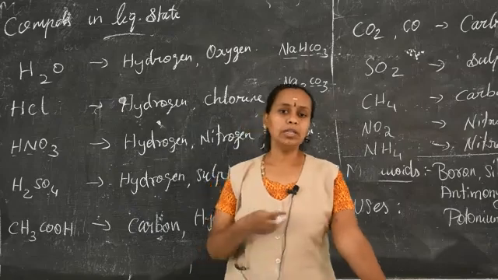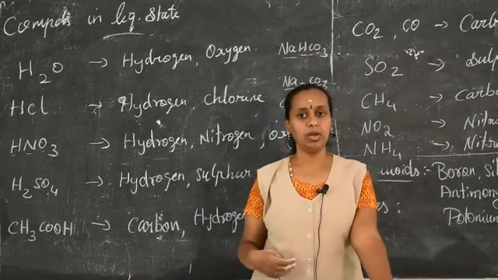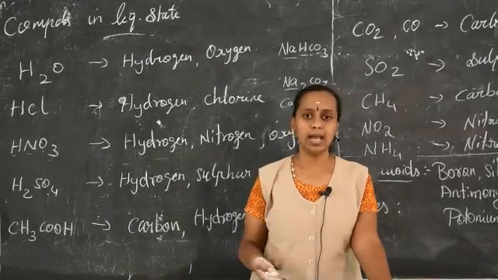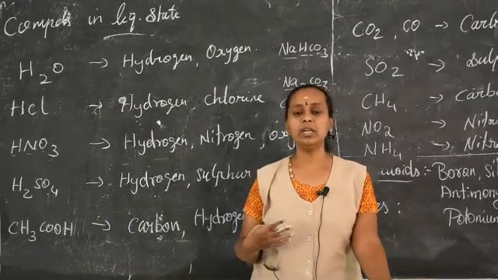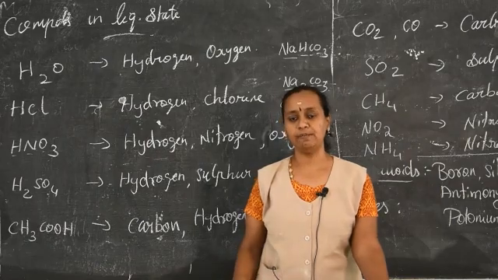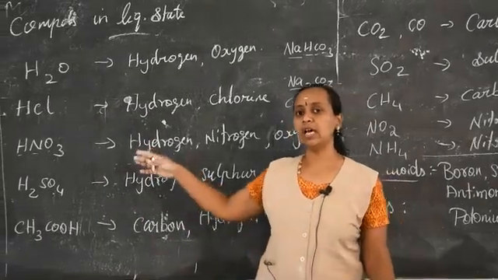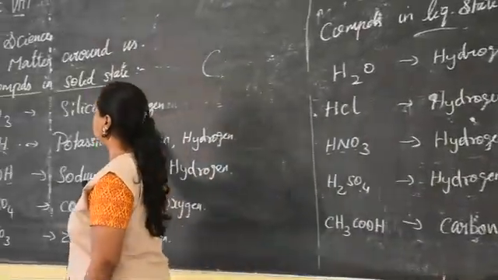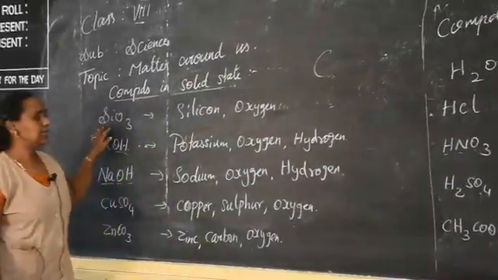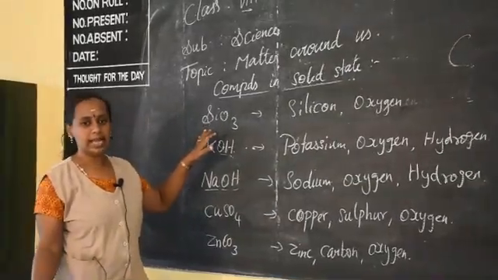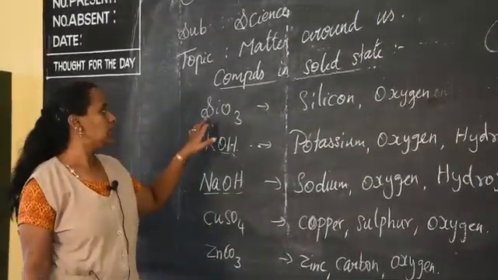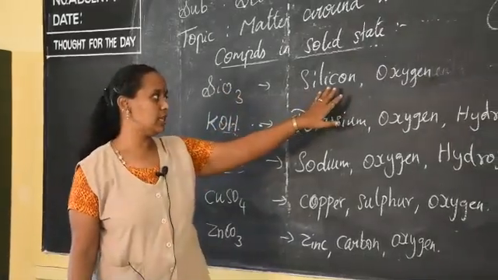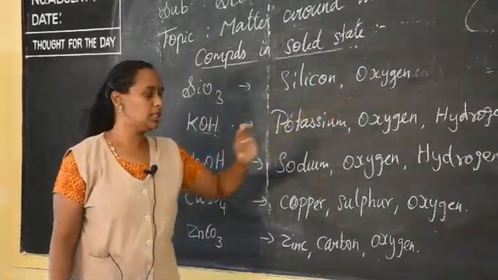All these, organic and inorganic, can exist in three states: liquid, gas or solid. I have given some examples that are given in your book. The compound which exists in the solid state is silica, that is nothing but the sand that we see. The formula is SiO2, and the constituents are silicon and oxygen.